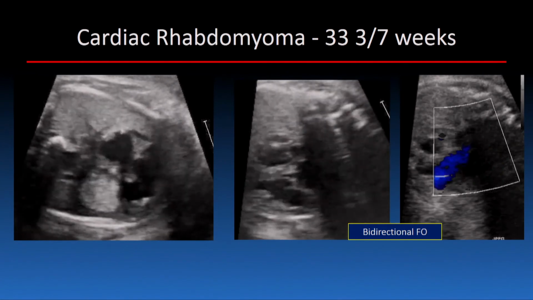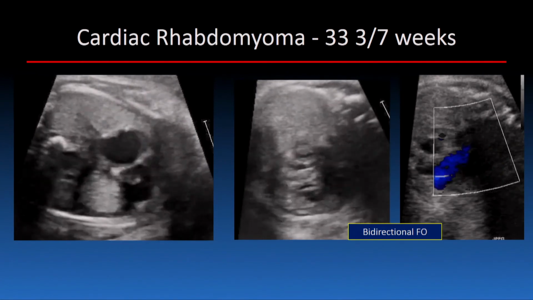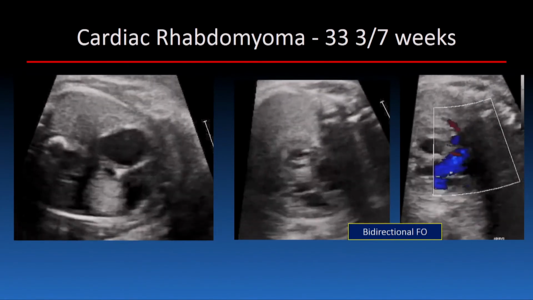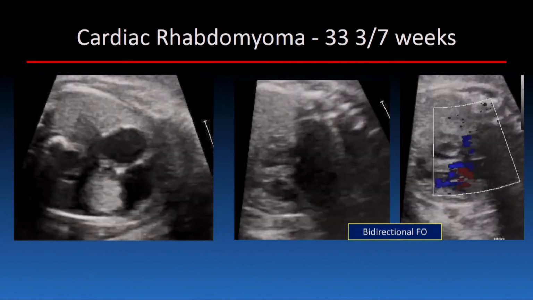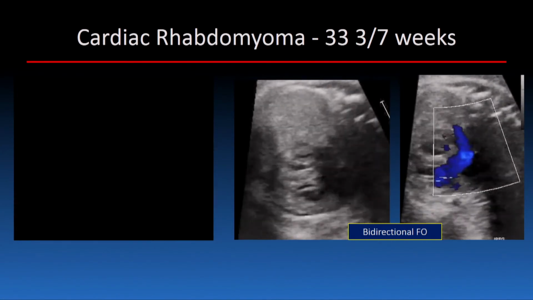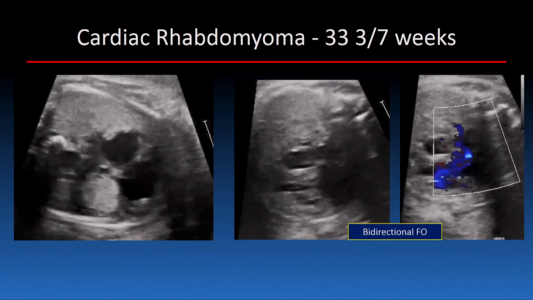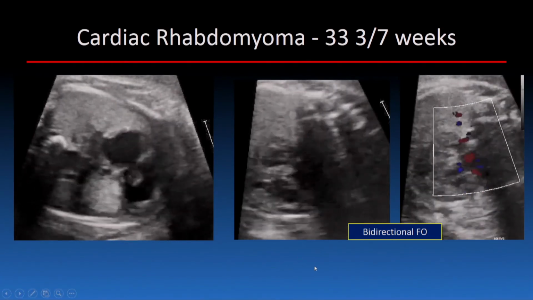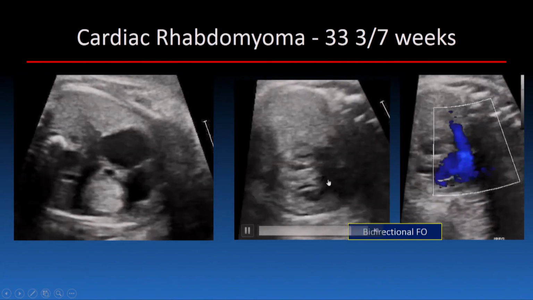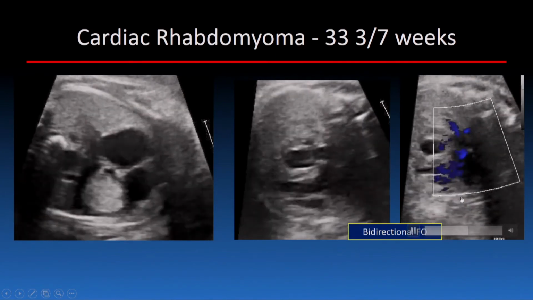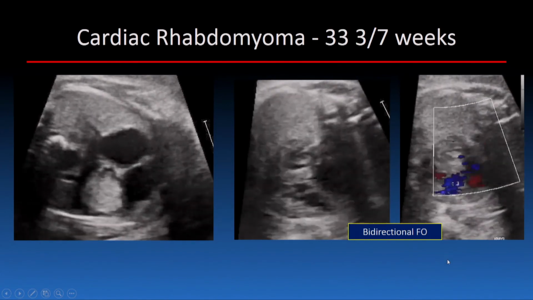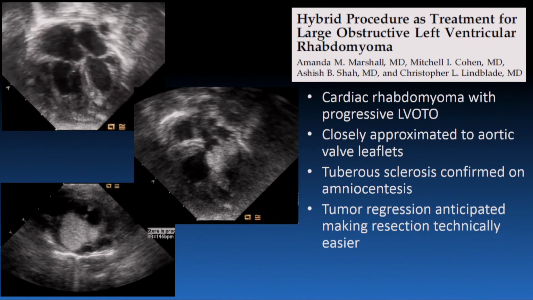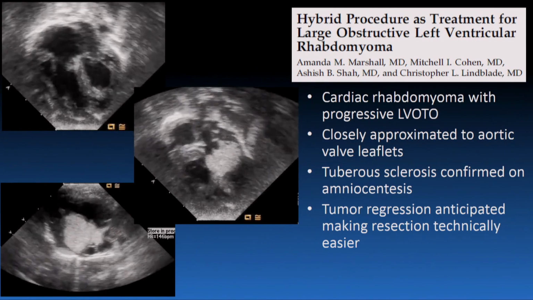At 33 weeks gestation, I just skipped ahead throughout gestation for sake of time. You can see that the LV is taken up by most of the rhabdomyoma around the LVOT, and you can see how closely it's approximated to the aortic valve leaflets. The atrial septum has bidirectional motion, as confirmed by color with bidirectional flow across the atrial septum, indicating increased pressure in the left heart.